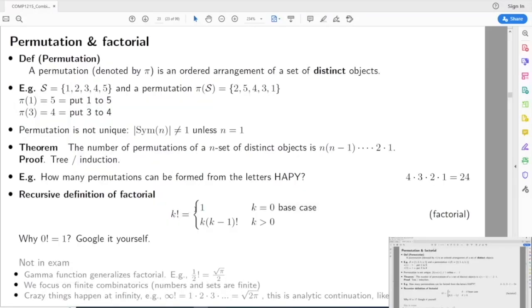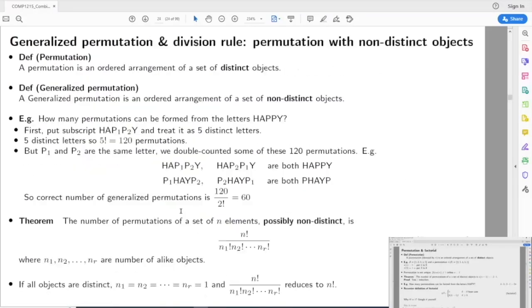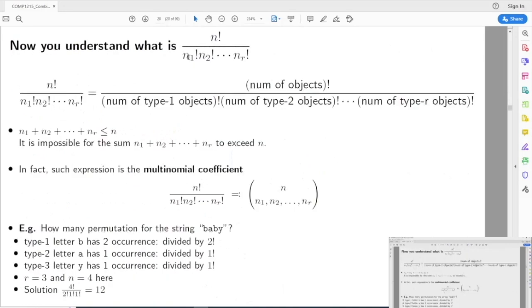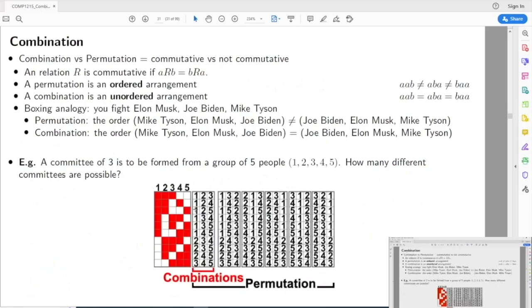So let's recap. This is factorial. This is also permutation. And then we talk about the generalized version. That is this. This actually is the multinomial coefficient. They are R things. If R is 2, you have N1, N2. That is binomial. We haven't talked about what's binomial because first we have something called combination.